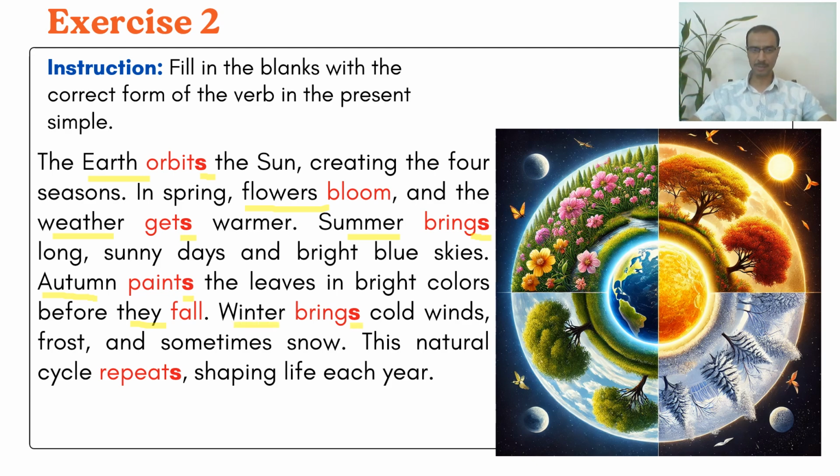The natural cycle, that means this cycle of starting, for example, with spring, summer, autumn, winter, or the opposite way, repeats. So cycle is singular, we have to add S. I wish that you understand the idea.